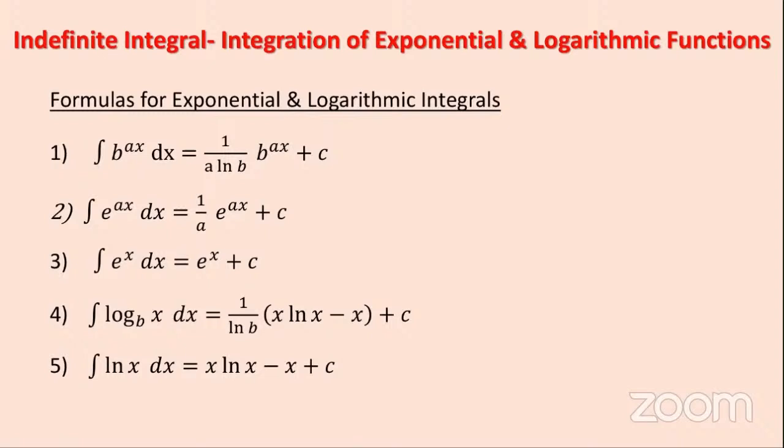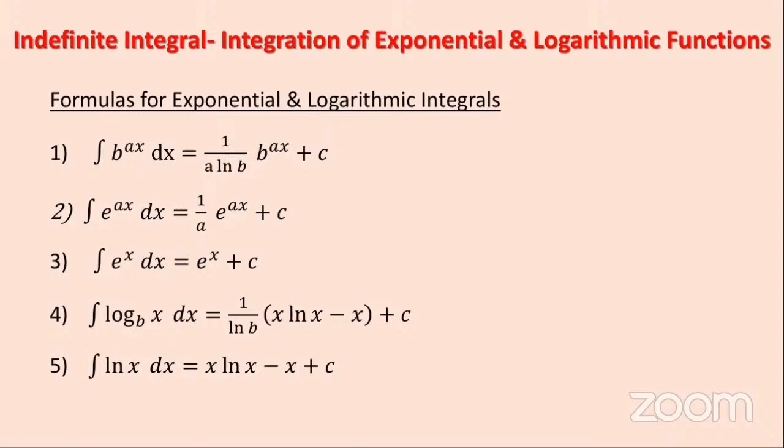Because the integration of b to the x will be b to the x over natural log b, and we are dividing by the derivative of ax, and the derivative of ax is a. So that's why it becomes 1 over a natural log b times b to the ax. Because it is the indefinite integral, we need that c at the end.